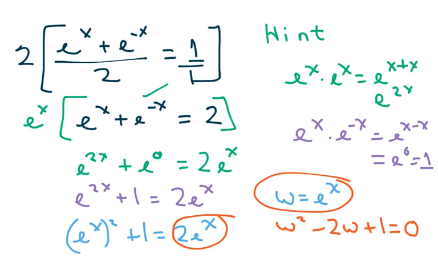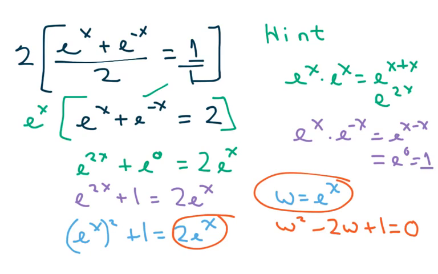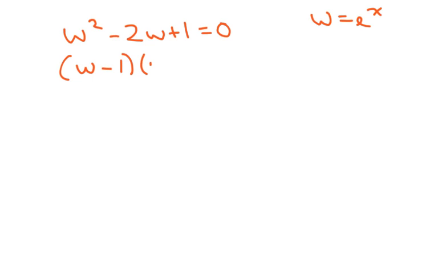W squared minus 2w plus 1 equals 0, keeping in mind that w equals e to the x. And let's factor this. We get w minus 1 times w minus 1 equals 0. So w equals 1.